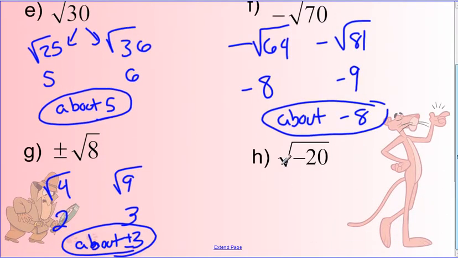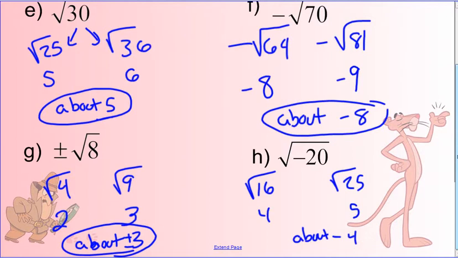Letter H, square root of negative 20. Now, I bet I fooled some of you, and I fooled you intentionally here. You guys probably said, okay, well, let's see. That's like square root of 16 is 4, and square root of 25 is 5, and so this is about a negative 4. If you said that, it's understandable why you would say that. But it's wrong, intentionally, and I want to show you why.